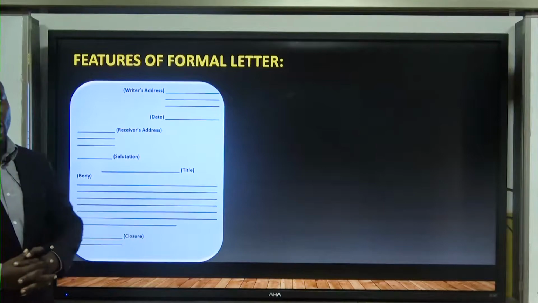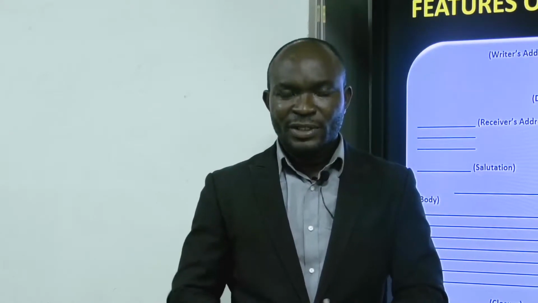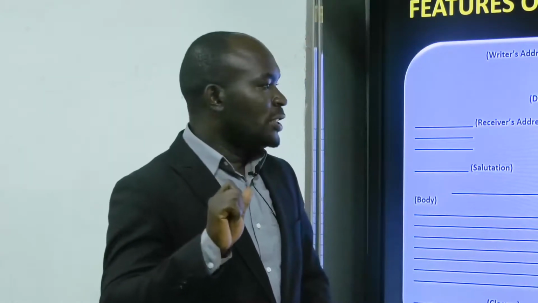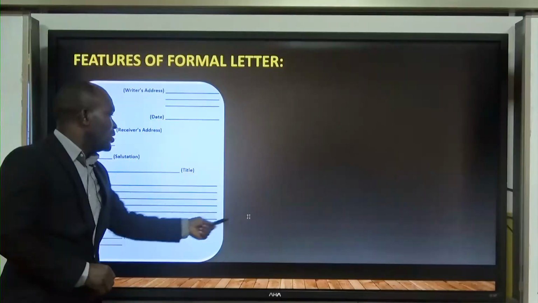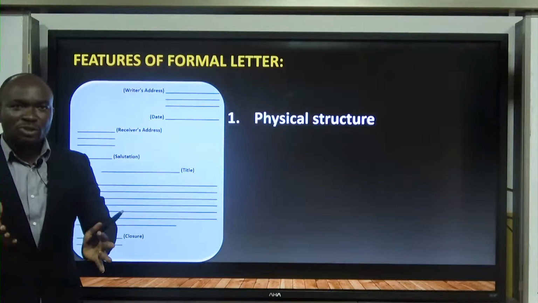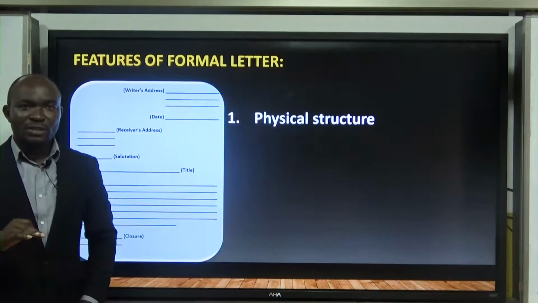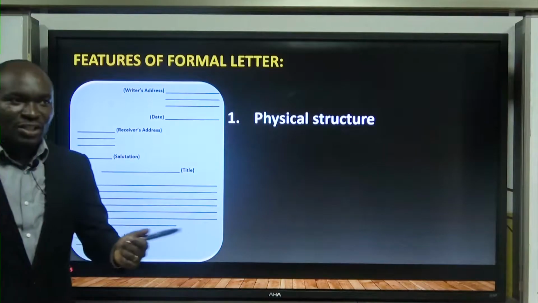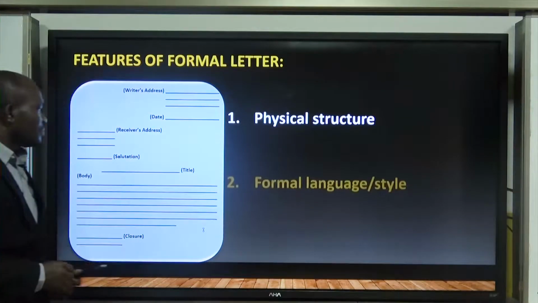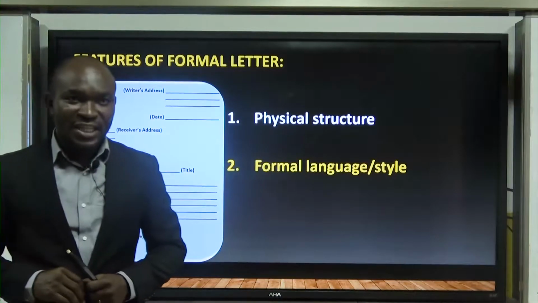Okay, so let's look at the features of a formal letter. How does a formal letter look? How is it written? In this lesson, I will take you through two features of a formal letter. We will consider the physical structure. How is the physical appearance of a formal letter? What and what should be physically present in a formal letter? And then, secondly, we will also consider the formal language or style in a formal letter.